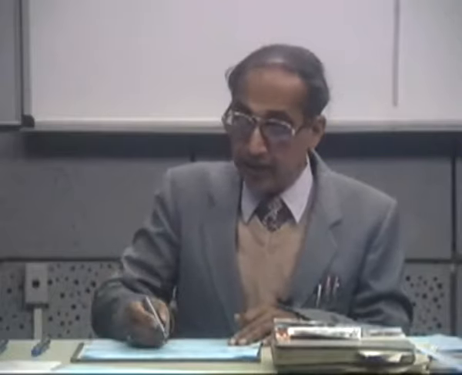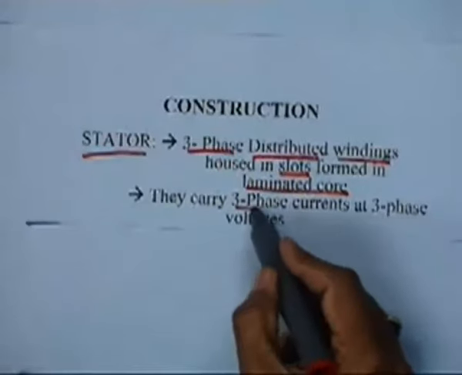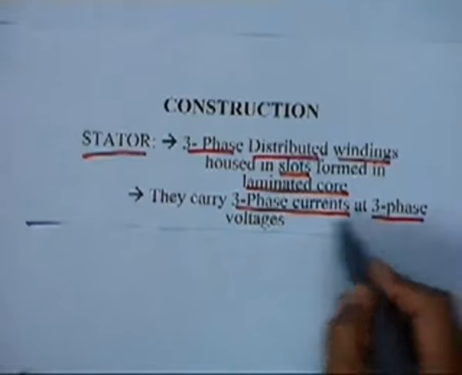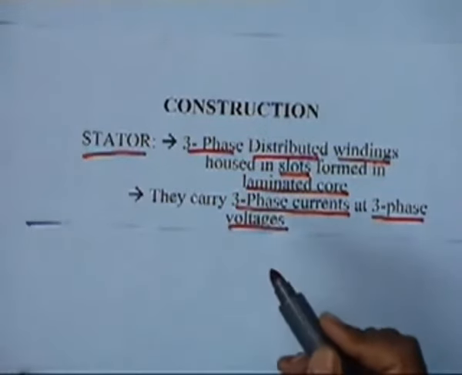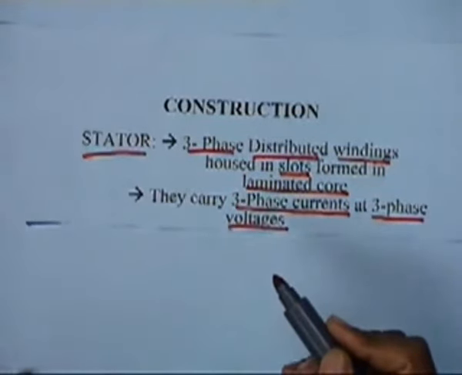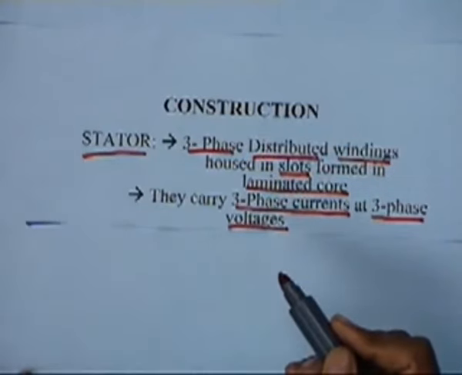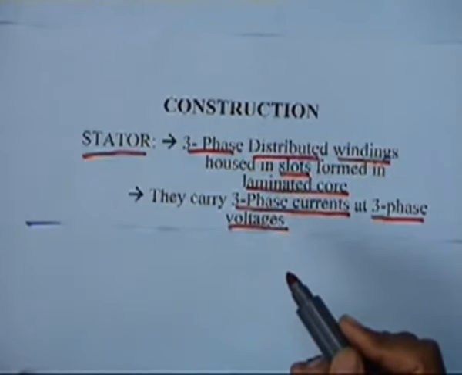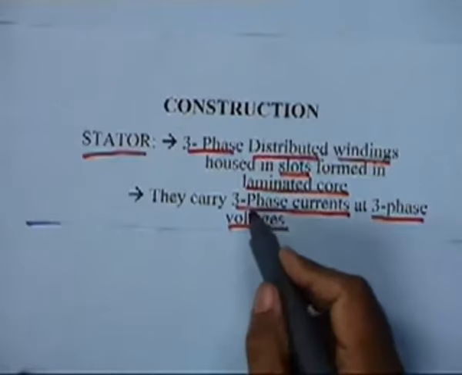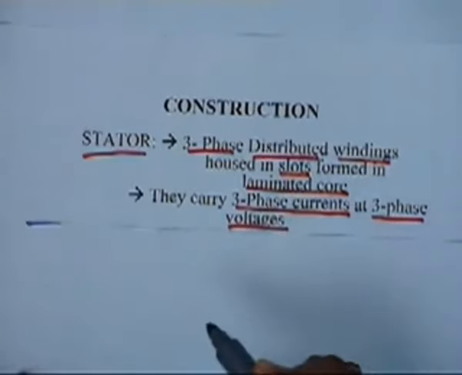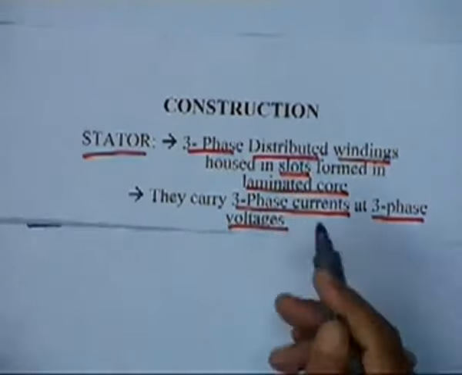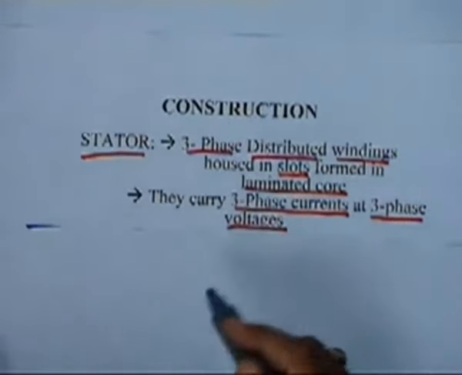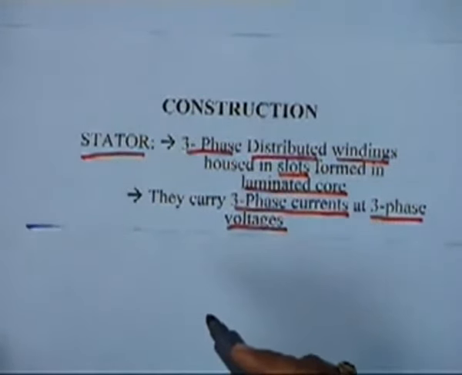And another thing is they carry three phase currents at three phase voltages. So that is the feature of the stator. That means you have a terminal box through which either you can apply a voltage or you can take out the voltage, and the currents through these three phase windings would be the three phase currents. So that is so far as the stator construction of a synchronous machine is concerned.